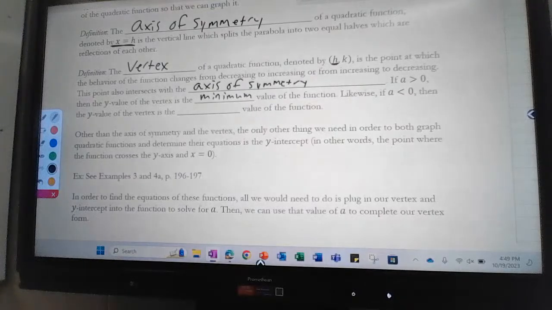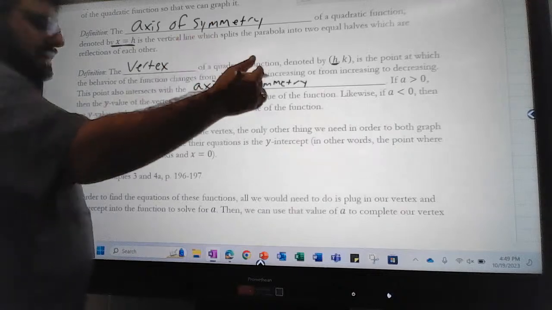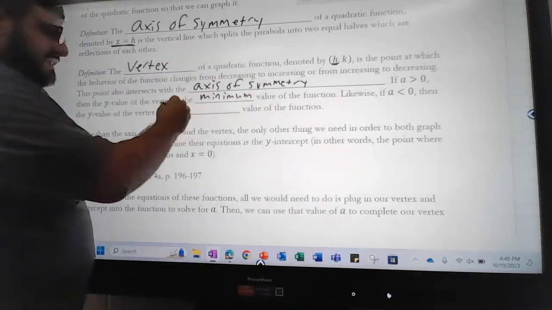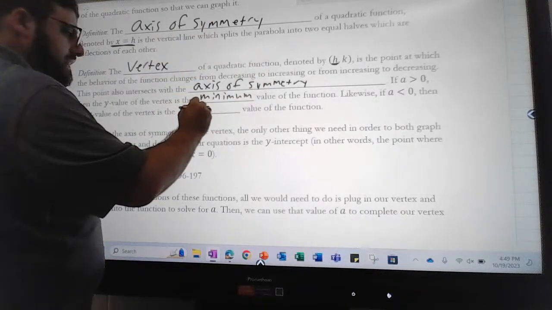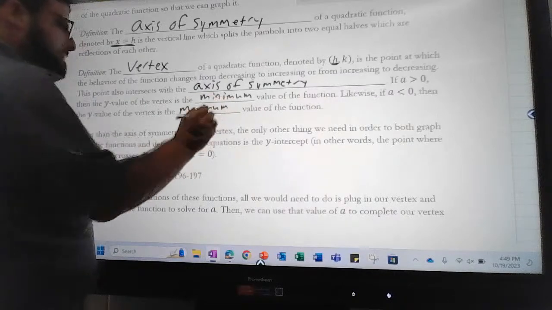I mean, just take a look at the parent function below of x squared. A is positive because a is 1, and also that point is at the very bottom of the graph. So that's your minimum value. And on the other hand, if a is negative, then that makes the y value of the vertex the maximum value.